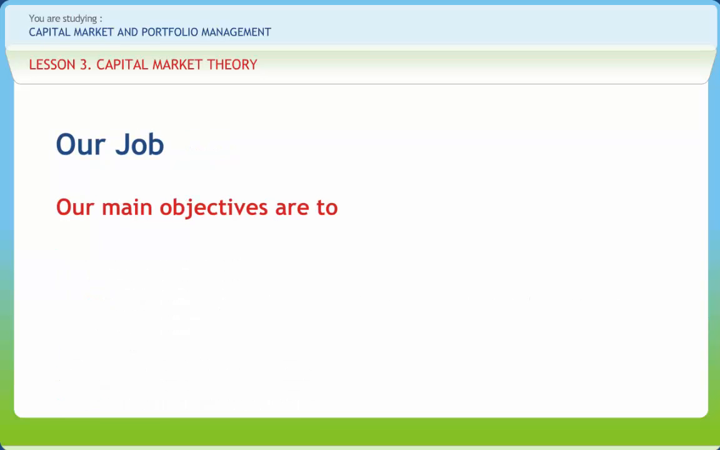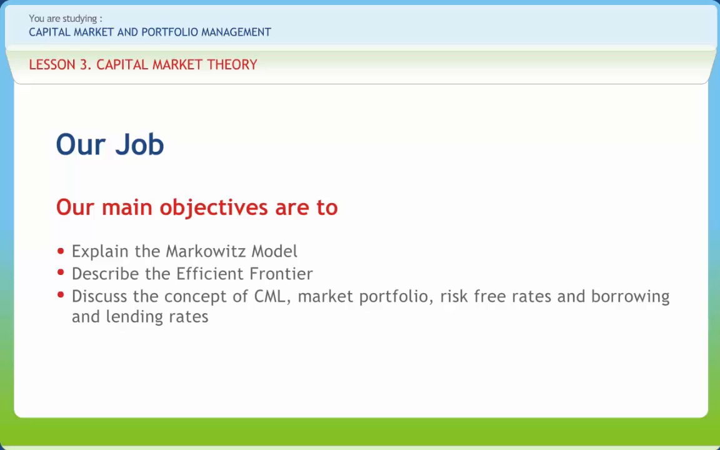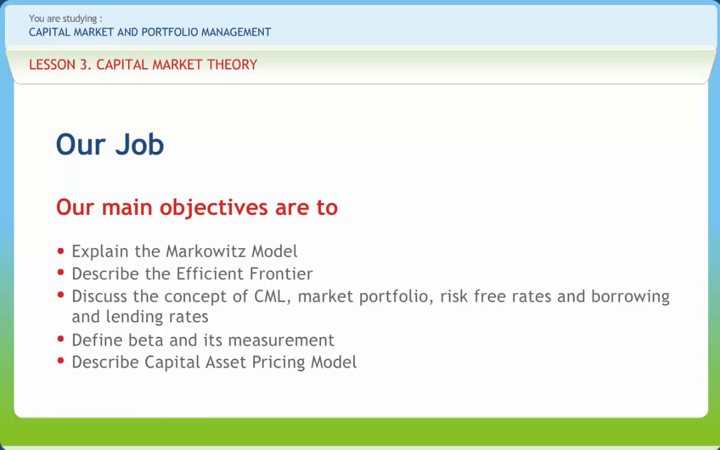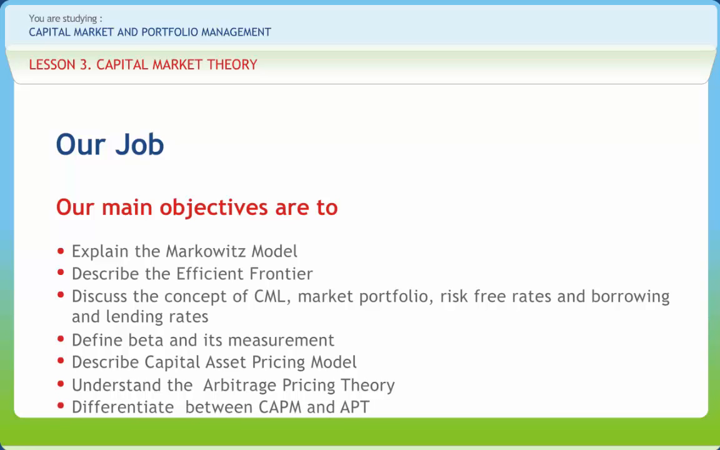After going through this presentation, you should be able to explain the Markowitz model, describe the efficient frontier, discuss the concept of CML, market portfolio, risk-free rates and borrowing and lending rates, define beta and its measurement, describe the capital asset pricing model, describe arbitrage pricing theory, and differentiate between CAPM and APT.